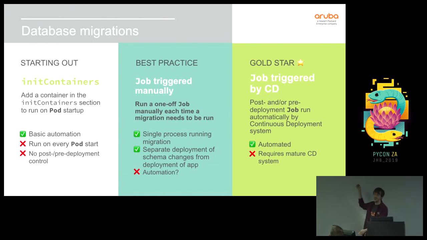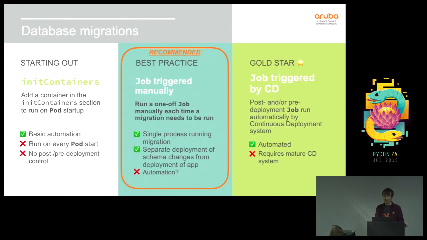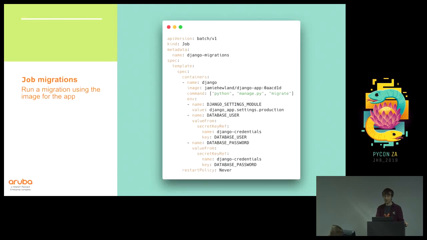So gold star is you get your job triggered by some kind of continuous deployment that probably does a migration either before your deployment or afterwards. But you need the CD system to do that. So I'm just going to talk about the job for now.